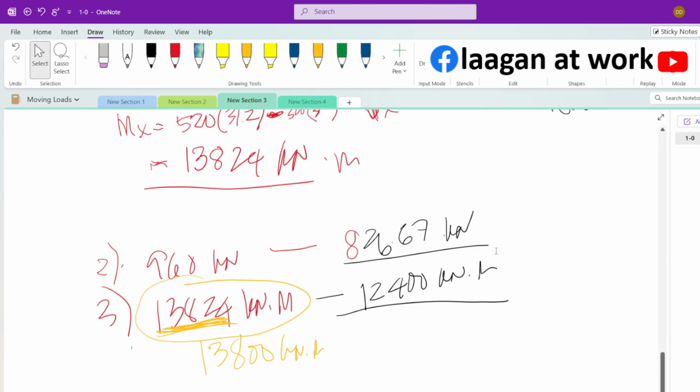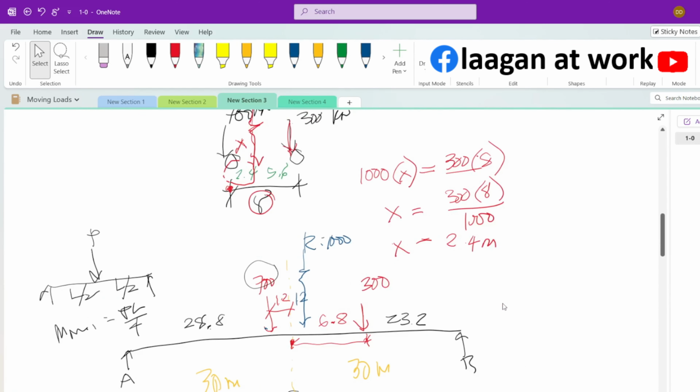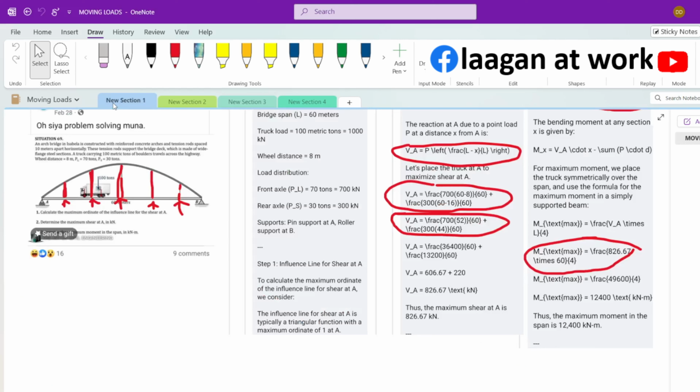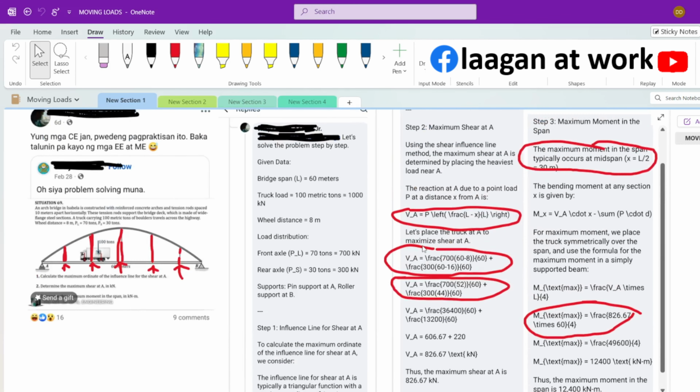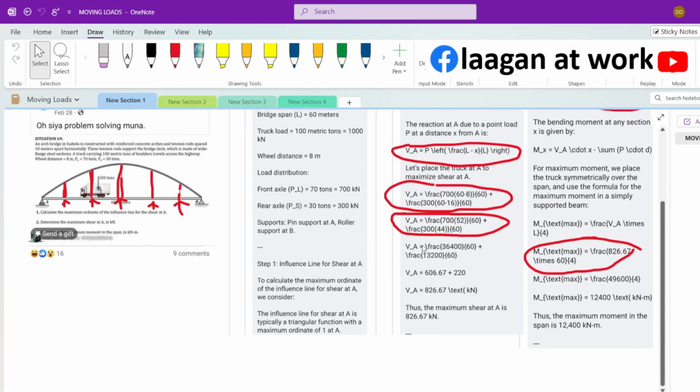So I hope this is clear. Yeah, this problem has been circulating, and like I said, this calculation caught my attention. So anyway, I think that's it for now.